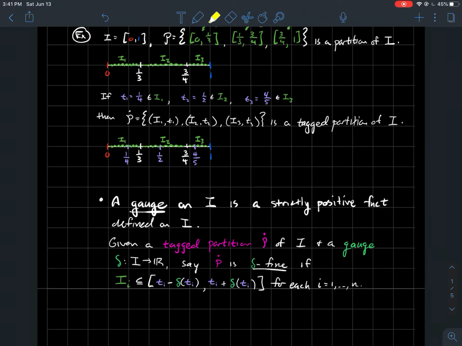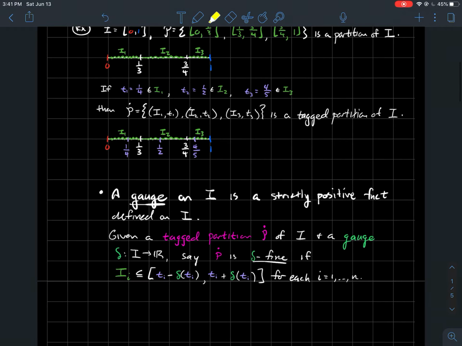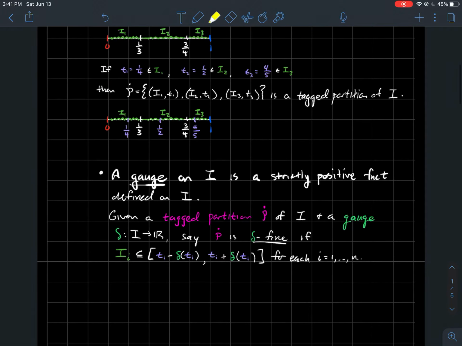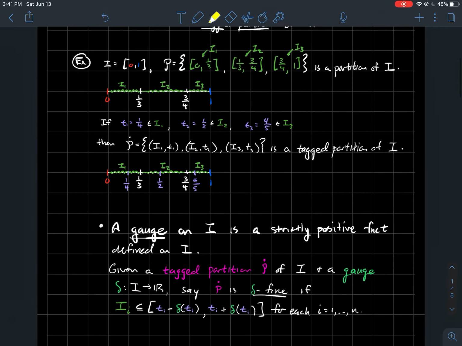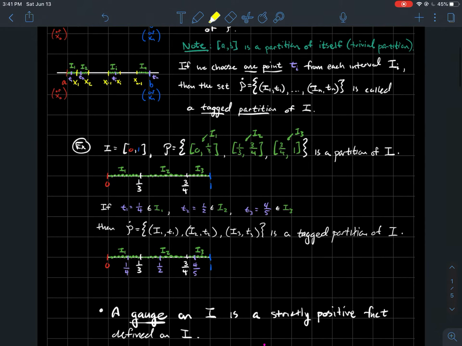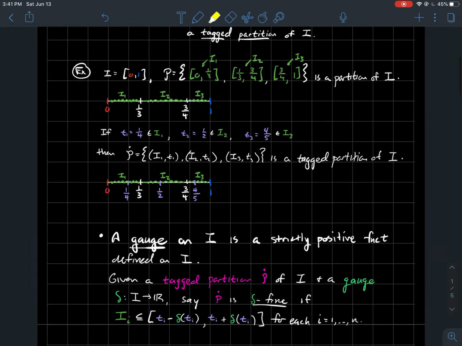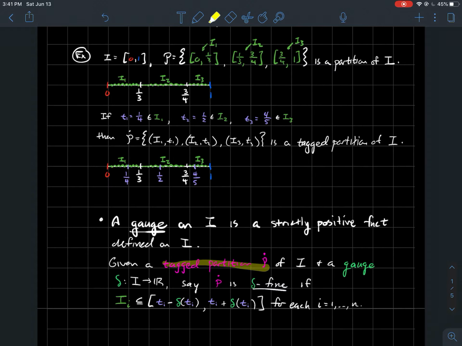So what does it do? How do we relate it to these partitions? Well, if you've got a tagged partition P dot of I, there's a lot of baggage that goes along with that, right? If you've got a tagged partition, what have you got? You've got a bunch of subintervals of AB, but then you've also gone to the step of picking a particular point in each subinterval. So that's what you need to be thinking about when you hear this phrase "tagged partition."